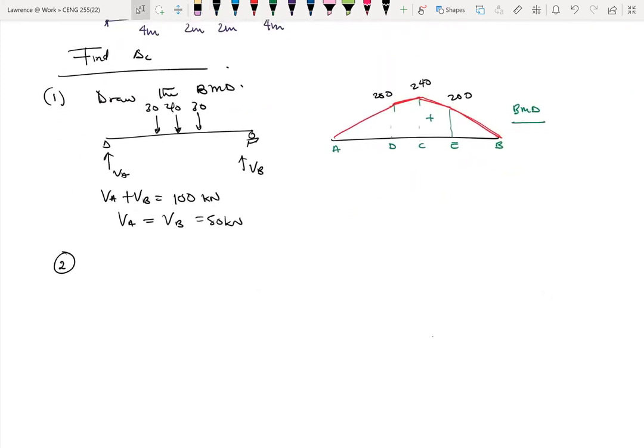draw your conjugate beam, right? So draw conjugate beam and then load the beam with the M over EI diagram. Okay. Here, the M over EI diagram will change. So this is a bending moment diagram. So let me say this is the M diagram. I'm trying to convert this into the M over EI diagram.